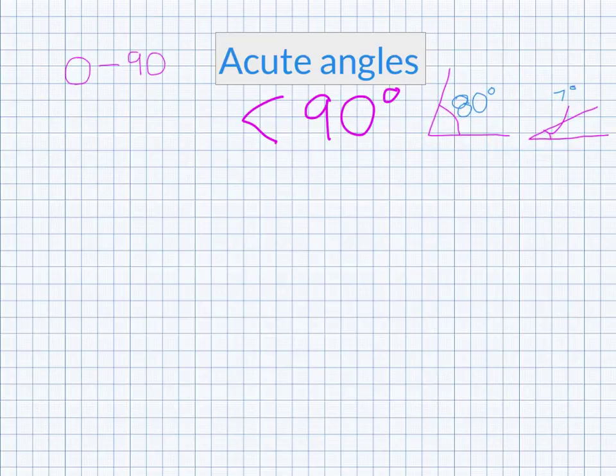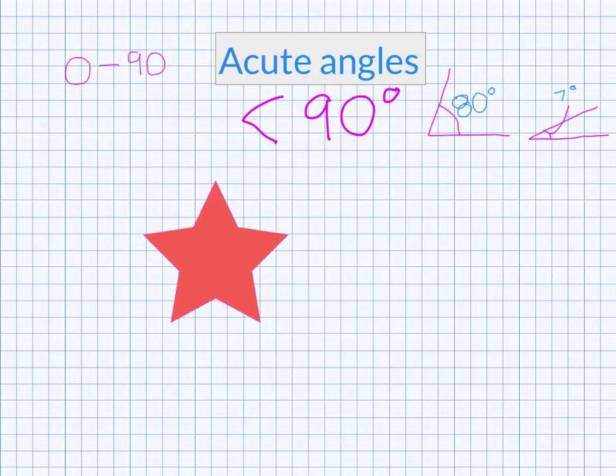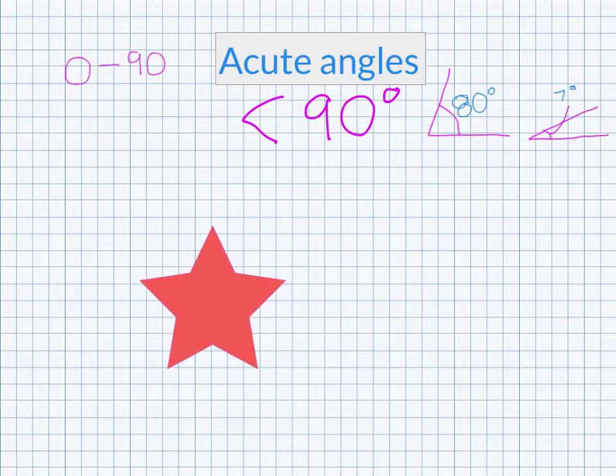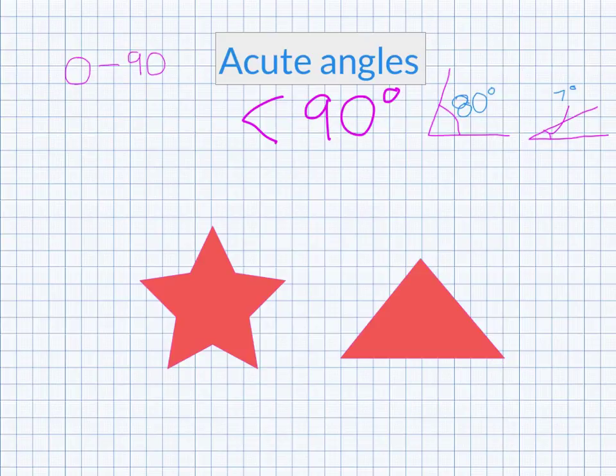So shapes that might have acute angles are a star and some types of triangles. I like to remember acute angles are cute because they're so small.